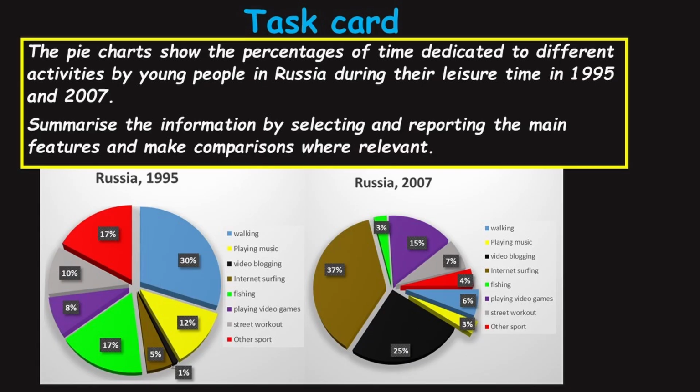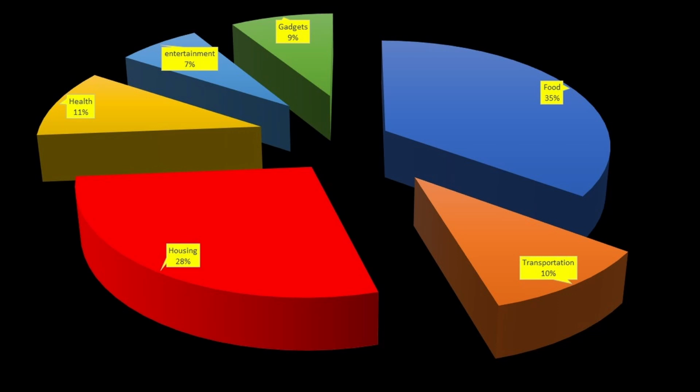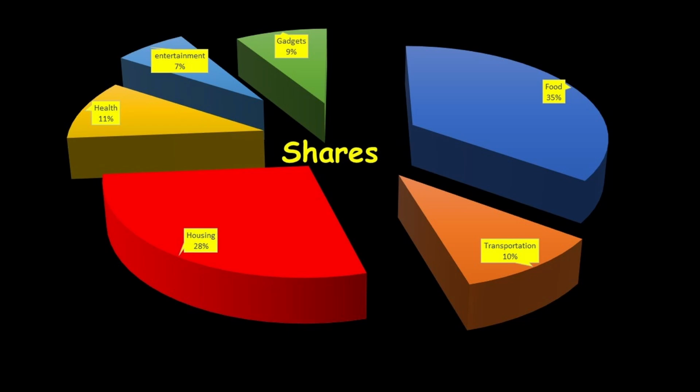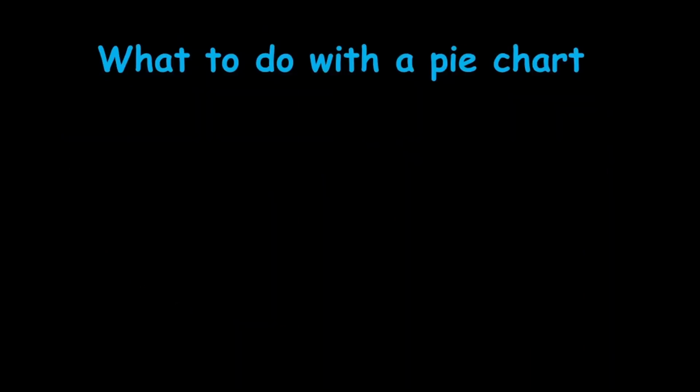The source of information. In our case, it's always given in the task description. Sectors. Each pie chart has a whole amount of 100% divided into several distinct parts. The parts are called slices, sectors, segments, shares, or even pieces. What do you prefer?